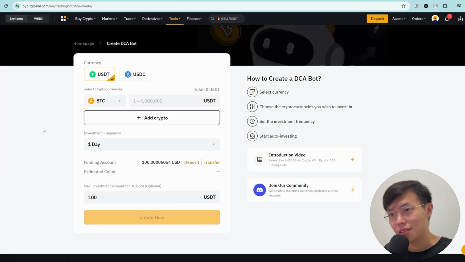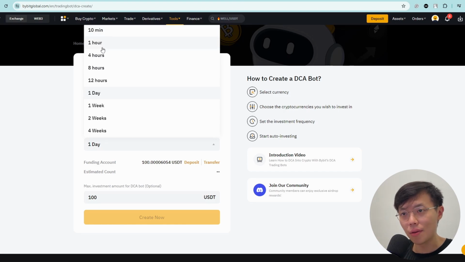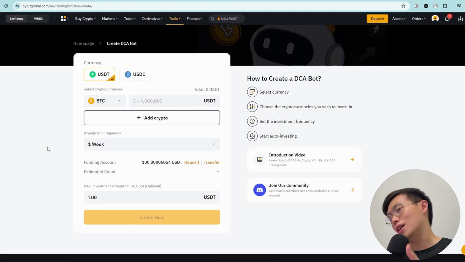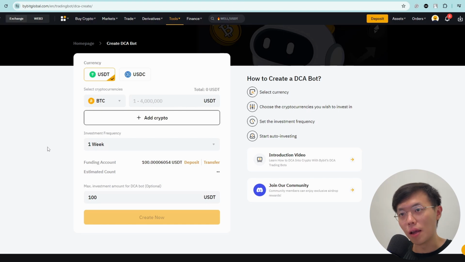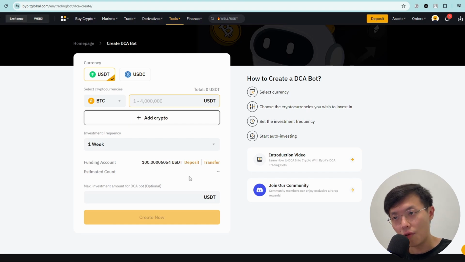So DCA is like this. We have the investment frequency: every 10 minutes you invest one time, or every 1 hour, or every 1 week. This is where it automatically invests in Bitcoin for you. You set the amount you want to invest each time. For example, right now I have 100 USDT. Every 1 week I want to invest 10 USDT, so I can invest up to 10 weeks.